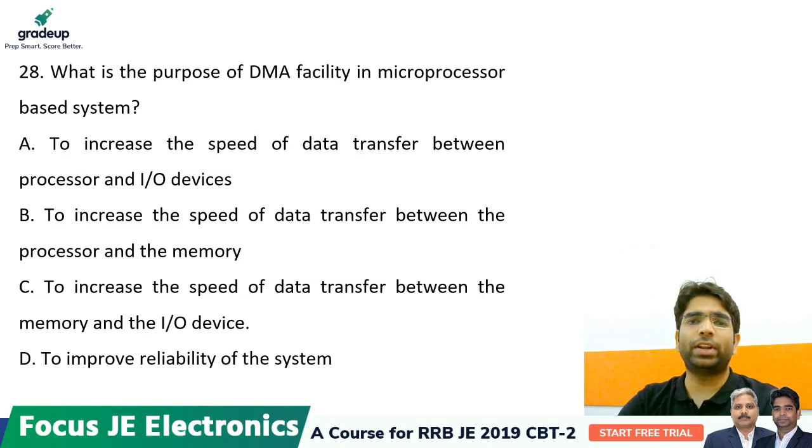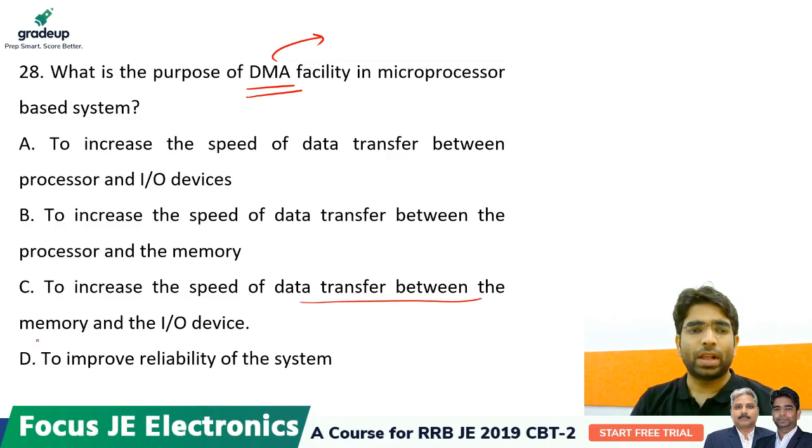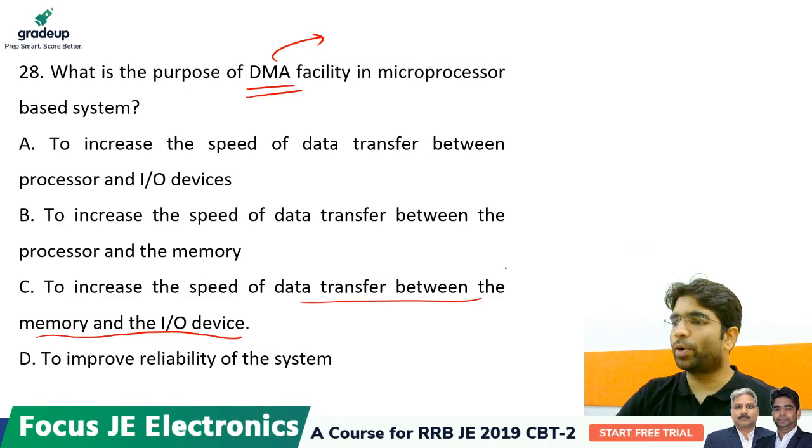What is the purpose of the DMA facility in the microprocessor? Why is DMA used? DMA is direct memory access. It is operated in two modes, cycle stealing mode as well as burst mode. To increase the speed of data transfer between memory and input output device, DMA is used. Option C is the correct one.